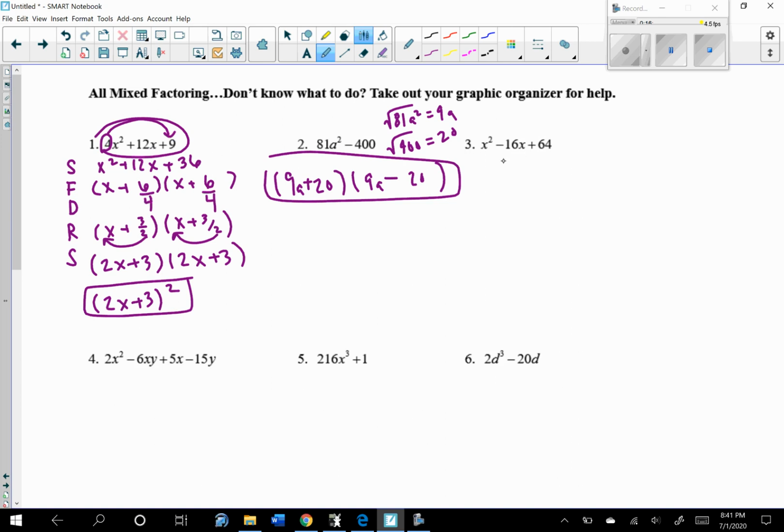Looking at number 3, we have 1, 2, 3 terms. There's no GCF, so we're just doing our normal factoring. So factors of 64 that add up to 16. So set up your two binomials, x, x. Since this is plus and this is minus, that means both these terms have to be minus. Factors of 64 that add up to 16 would be, of course, 8 times 8, and negative 8 plus negative 8 gives you negative 16. So this would be x minus 8 quantity squared.